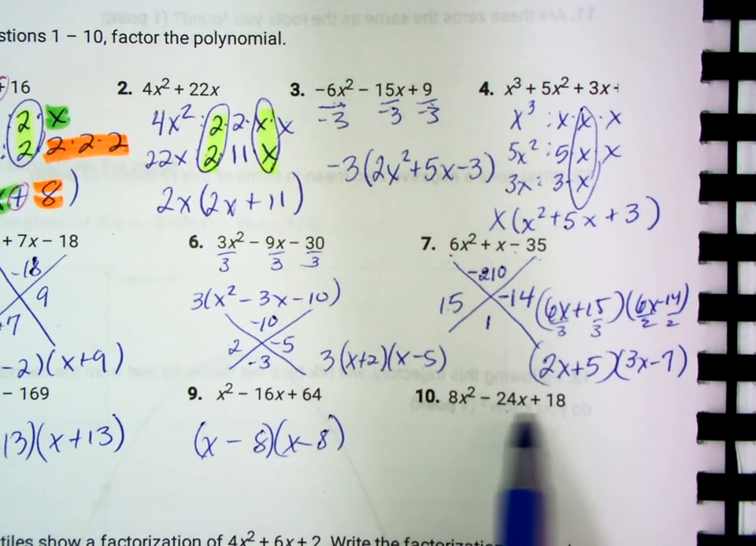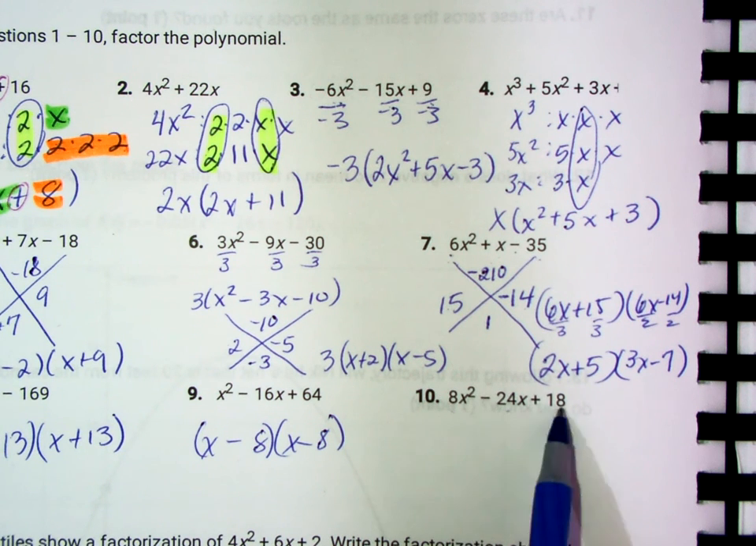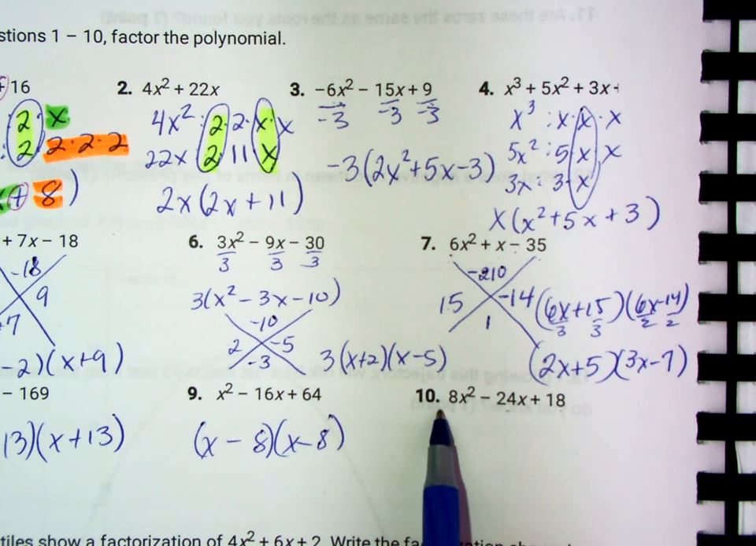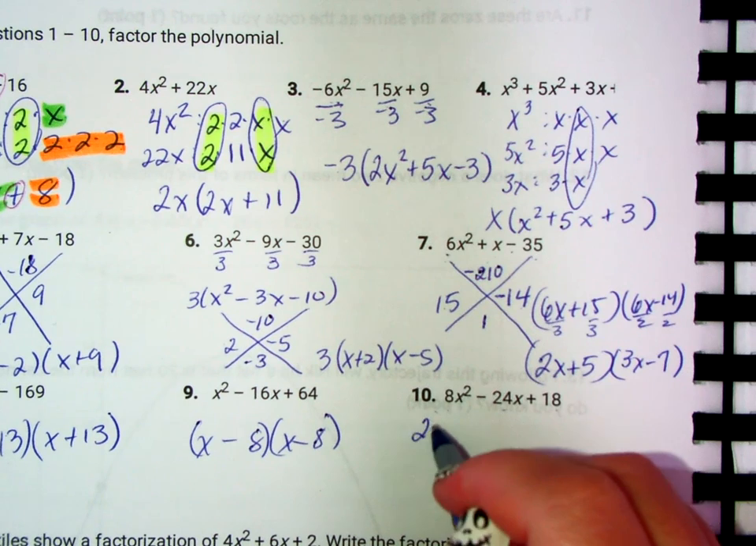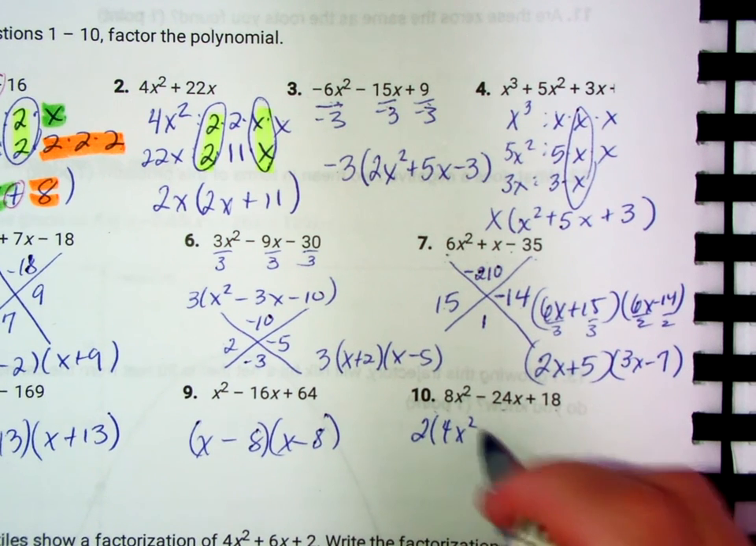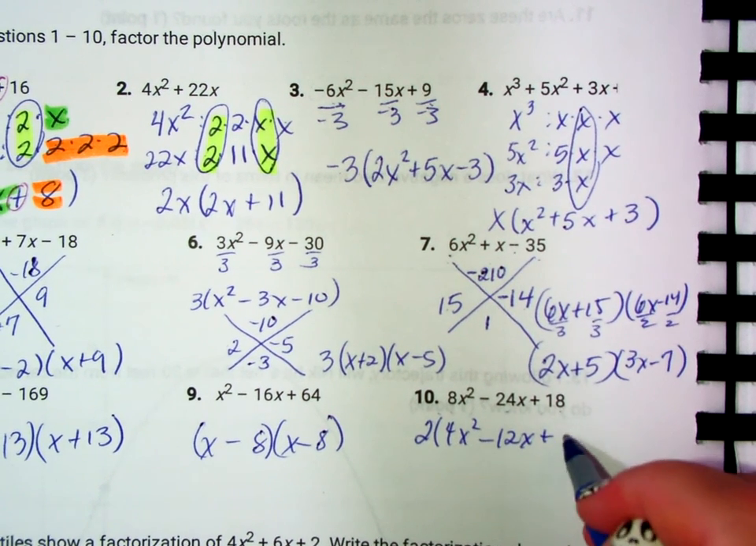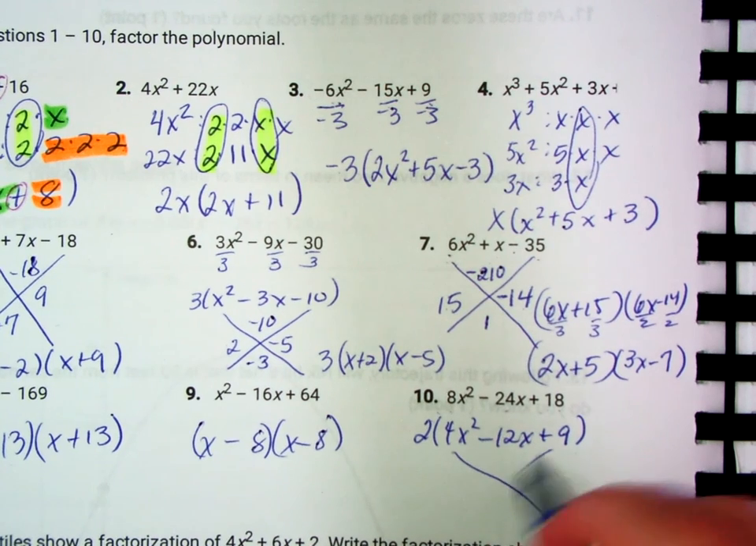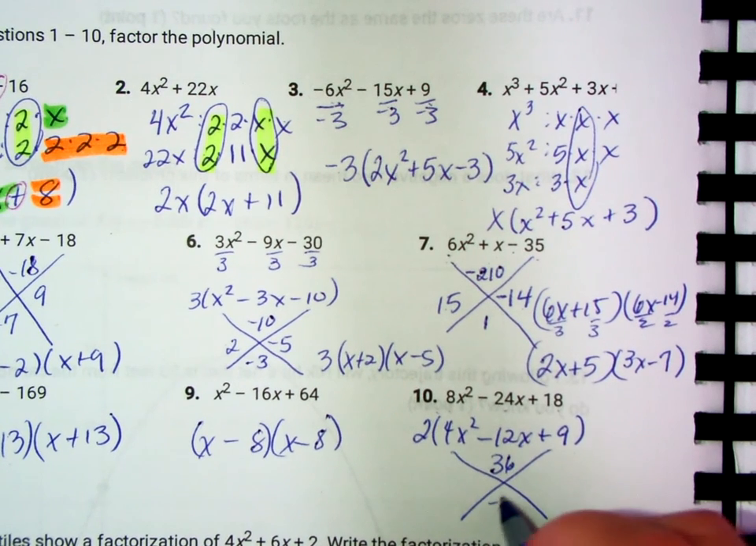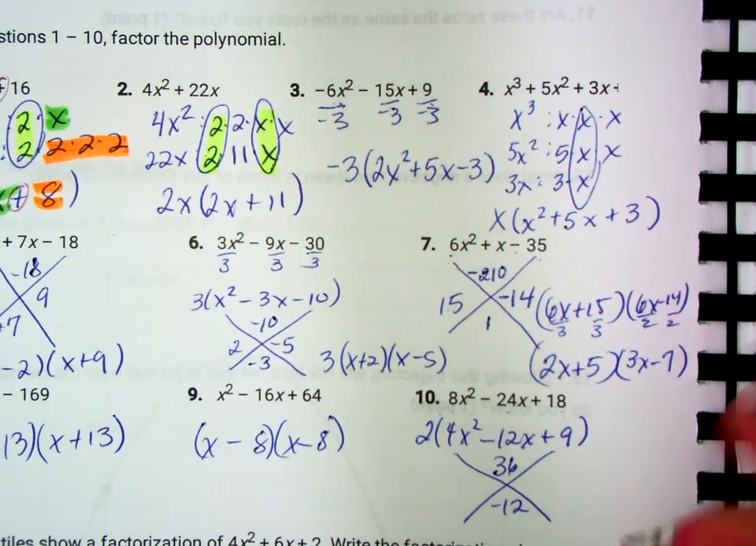Finally, an 8 can come out. Oops, I'm sorry. No, a 2 can come out. A 4 cannot come out, so it's just going to be a 2. So a 2 factors out, leaving me 4x squared minus 12x plus 9. What times what equals 36 and subtracts to give me 12?